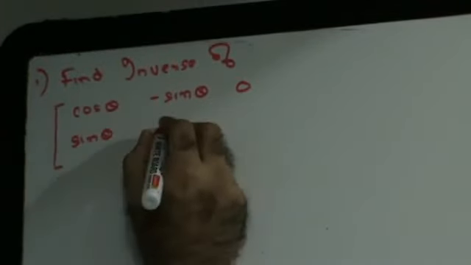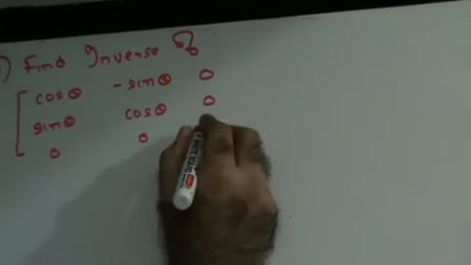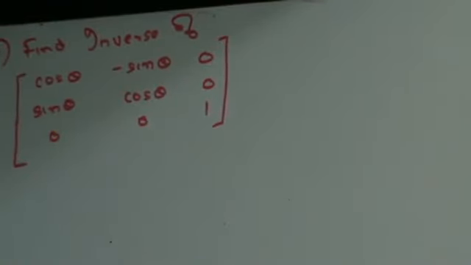I'm Sunil Nirvani and today we'll be doing this chapter called matrices. We'll continue with what we were doing in the last lecture. Find the inverse of the matrix cos theta, minus sin theta, 0; sin theta, cos theta, 0; 0, 0, 1. I have to find the inverse of this matrix.